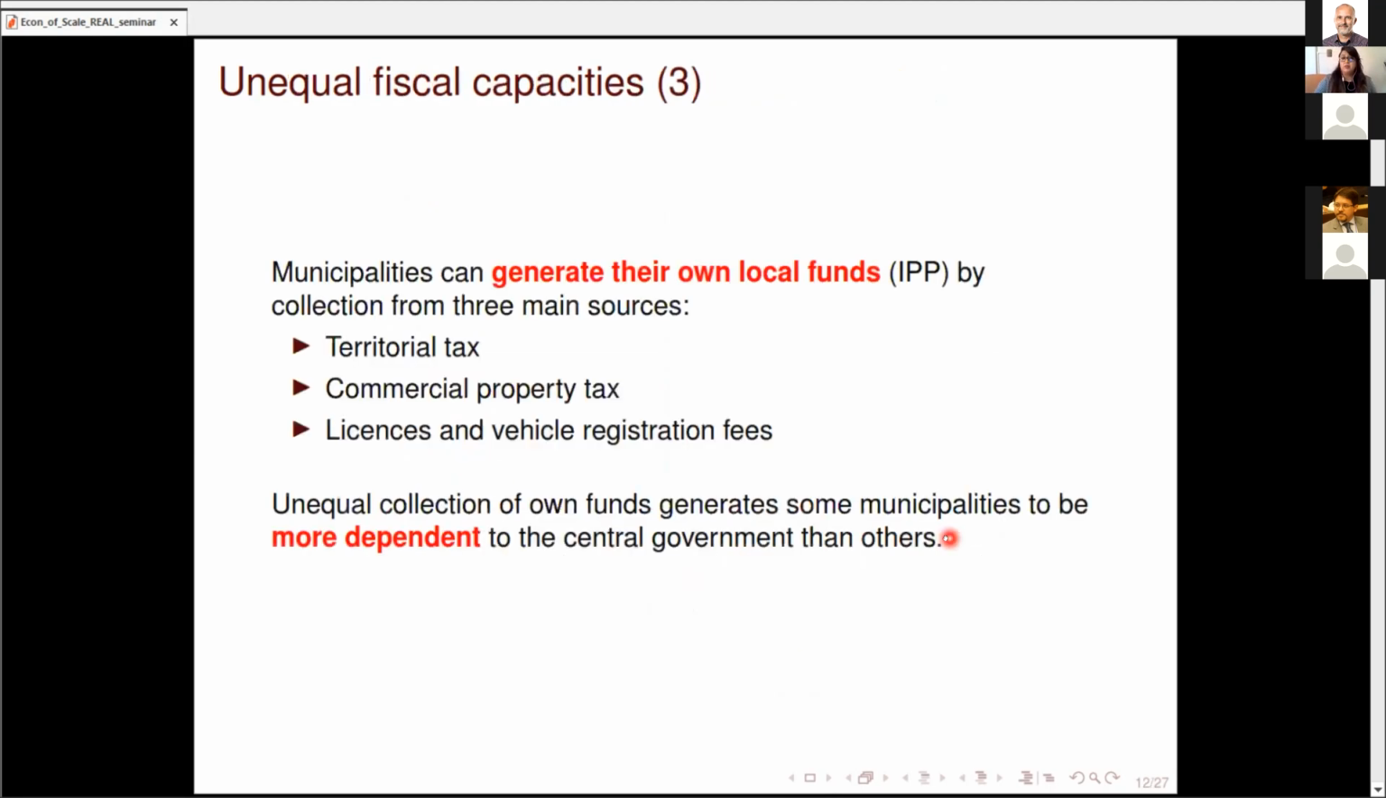Finally, the third implication or issue to take into account is that Chile has a fiscal decentralized model, where municipalities receive funds from the central government, but they can also generate their own local funds. In Chile, these funds are called ingresos propios permanentes. These funds are usually collected from three main sources: territorial tax, commercial property tax, and licenses and vehicle registration fees. However, one of the big problems is that the capacity to generate these local funds varies extremely between municipalities, and this causes some municipalities to be more dependent on their central governments than others.